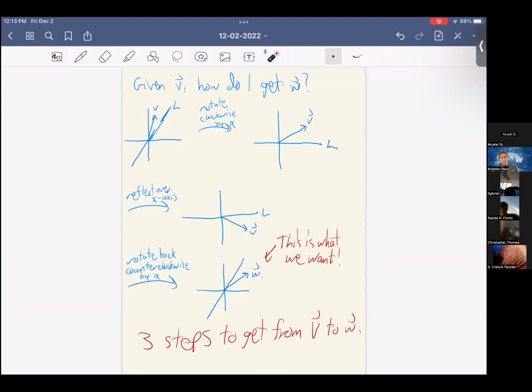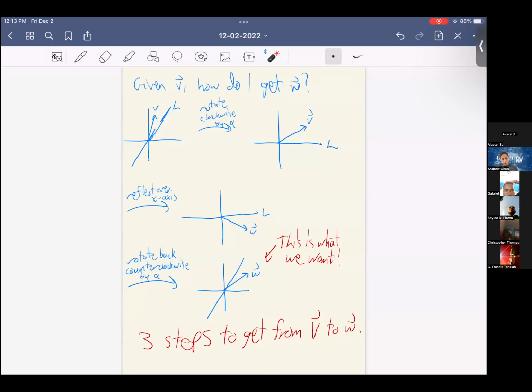But the good news is these 3 steps are all things that we know how to do. We know how to rotate clockwise by alpha. We have a formula for that. We know how to rotate counterclockwise by alpha. We have a formula for that. And we know how to reflect over the x-axis. We have a formula for that also. So by combining all 3 of these together, we're going to be able to get the formula for reflection over a line L. This is what we're going to do on the next slide. We're going to combine everything together.